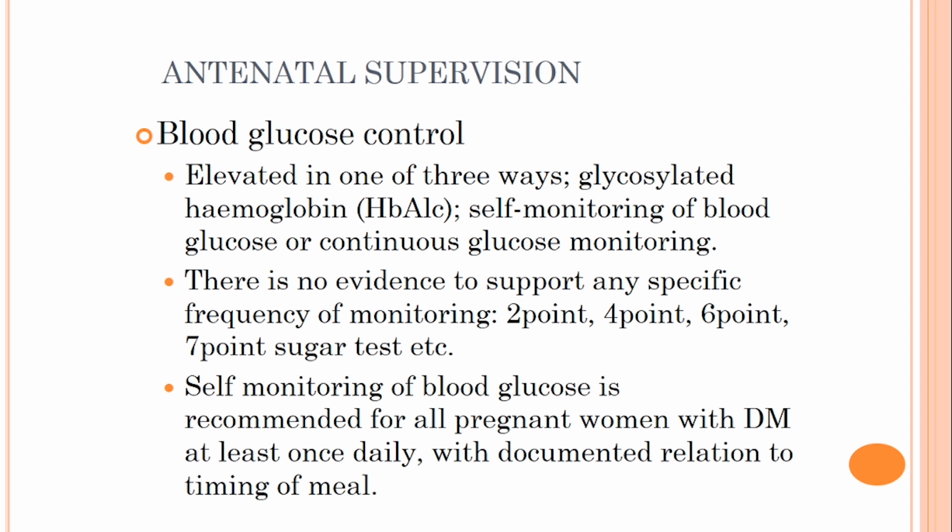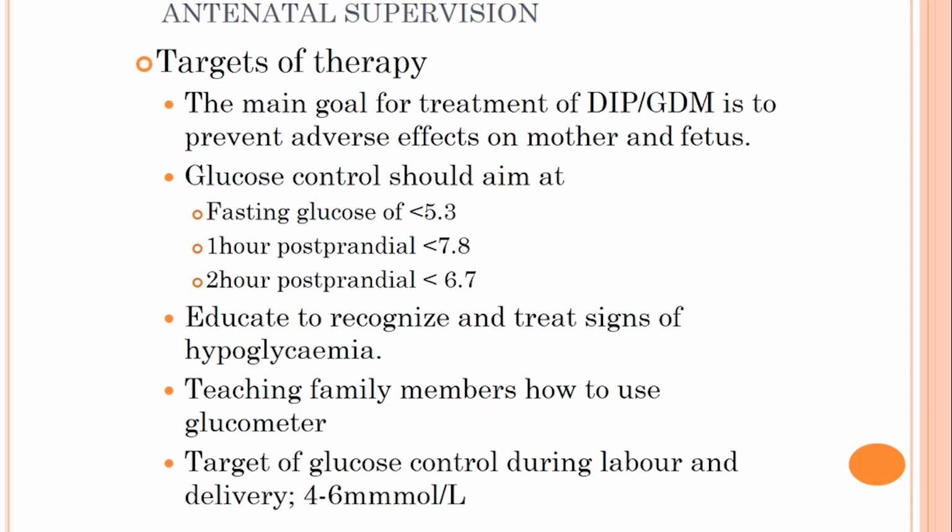So self-monitoring of glucose is recommended for all pregnant women with diabetes at least once daily, irrespective of the local protocol, with documented relation to timing of delivery. So for a patient on therapy, what are the targets of therapy? What are the targets of control?